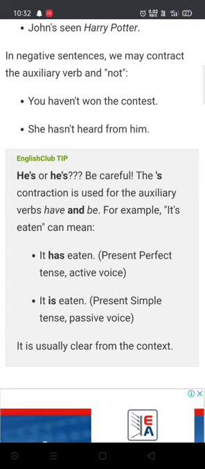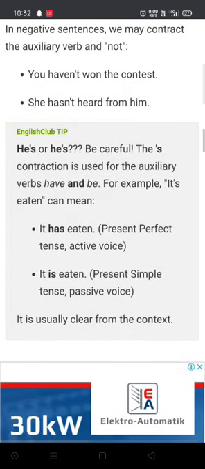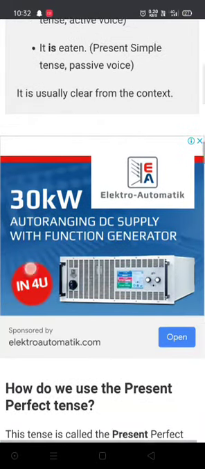This is what I was telling you, that it is always understood from the context of the sentence whether it's is it has or it is. It depends upon the type of sentence that you are referring to, or what context you are referring to.